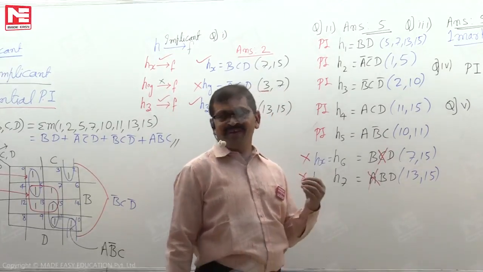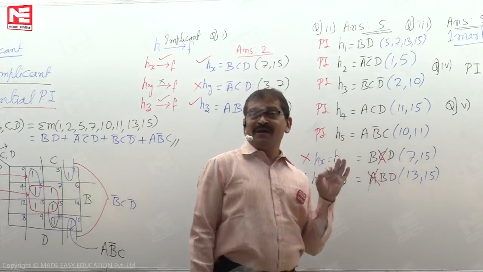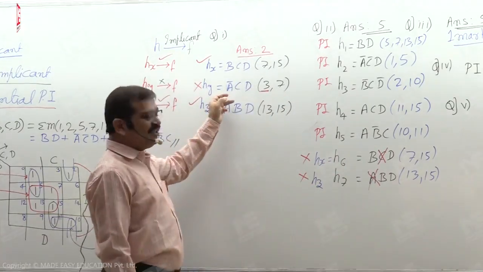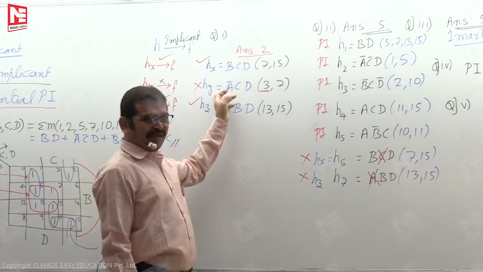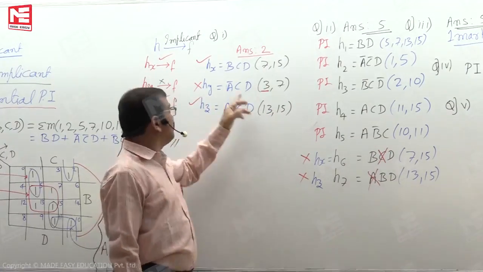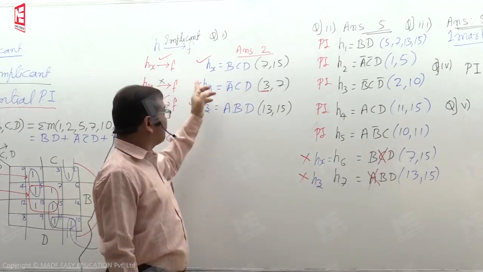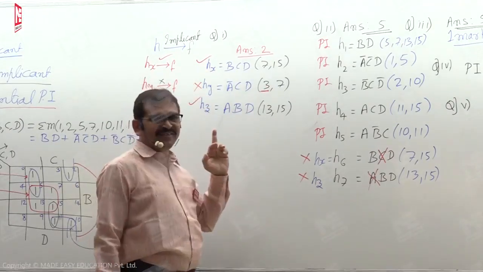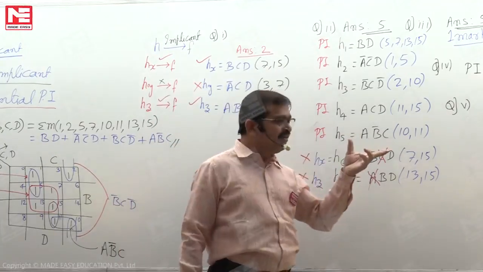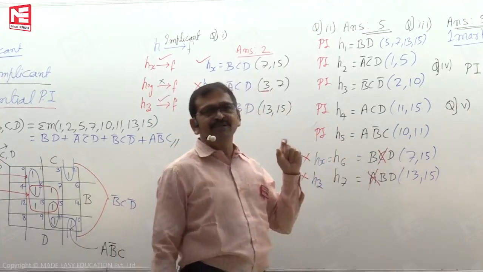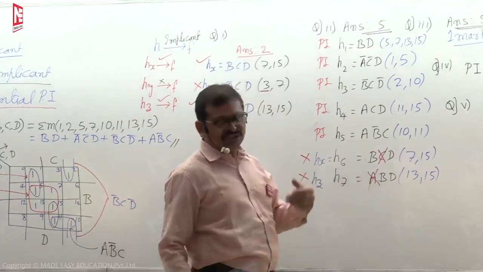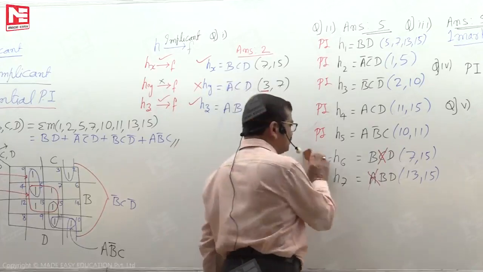We were talking about the same thing earlier with the PI also. Once the product is not an implicant, there is no need to check whether it is a PI. To check whether a product is a PI, first of all it must be an implicant. Similarly, to check whether a product is an EPI, essential prime implicant, first of all it must be a PI. These are not PIs, so there is no need to check them.